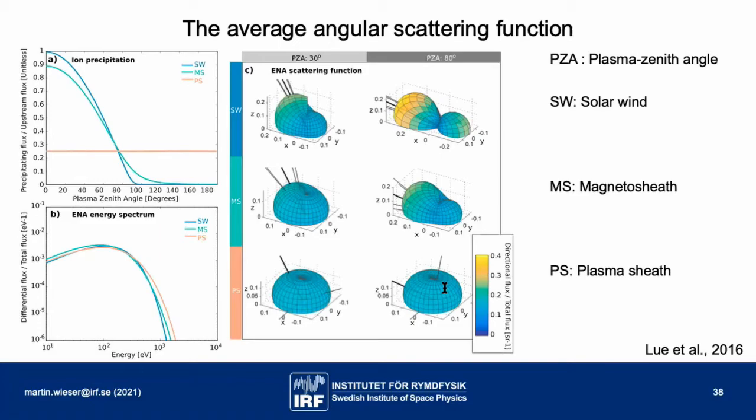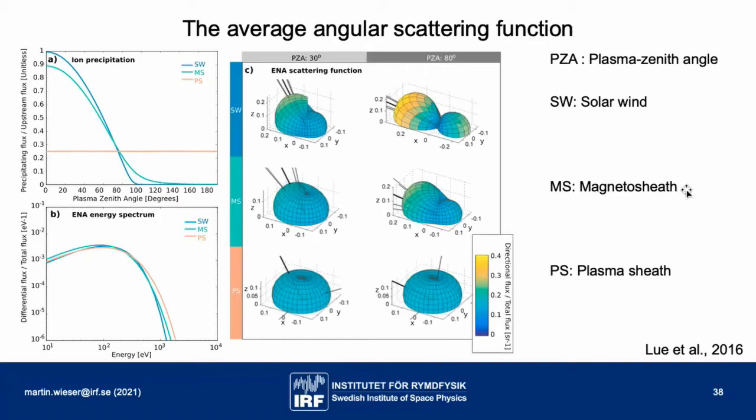And so we can distinguish three cases of angular emission functions from the surface. We have a rather well-defined angular shape when undisturbed solar wind is hitting the surface. So the solar wind is this black line entering from the left. We have a forward and a backward scattered fraction.